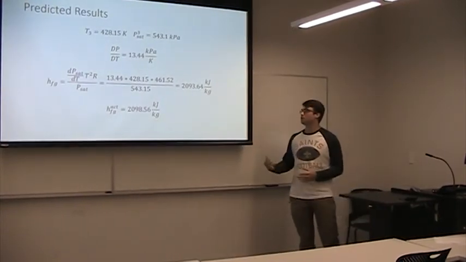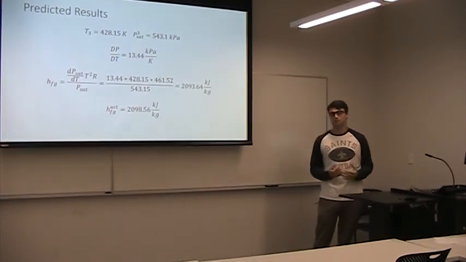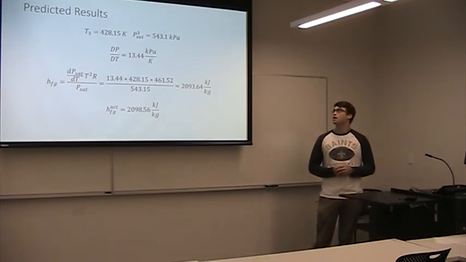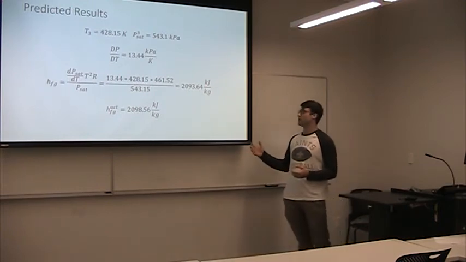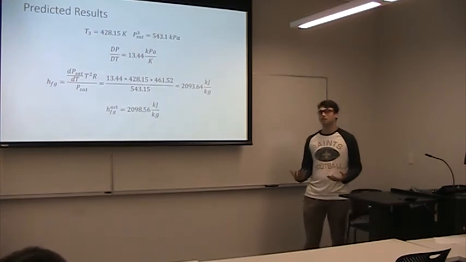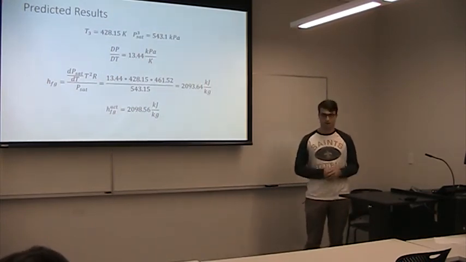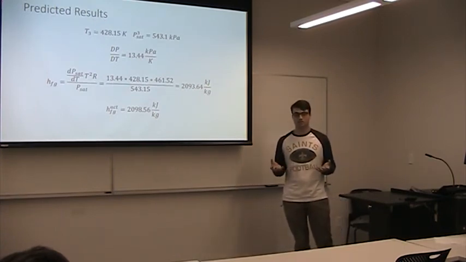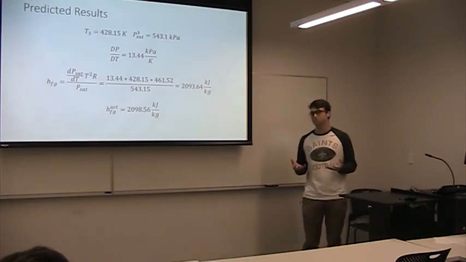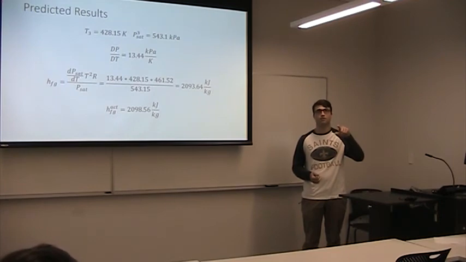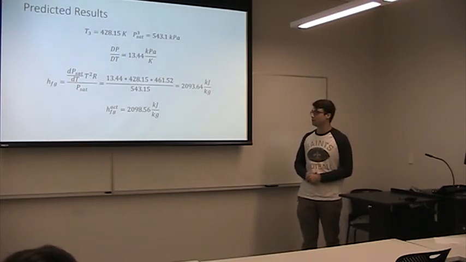Third value I chose was 428, with the corresponding saturation pressure of 543 kilopascals. And calculating this one out actually came out to 2,093, which was very close to the 2,098. So this leads me to believe that maybe this approximation becomes more reasonable or more accurate at higher temperatures and pressures, which would make sense because the top of the dome is the critical point, and it would be a gas.